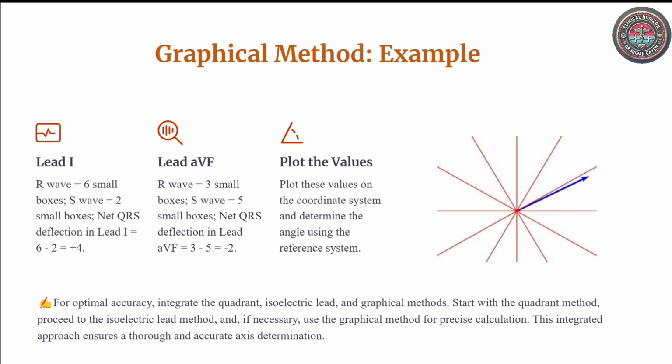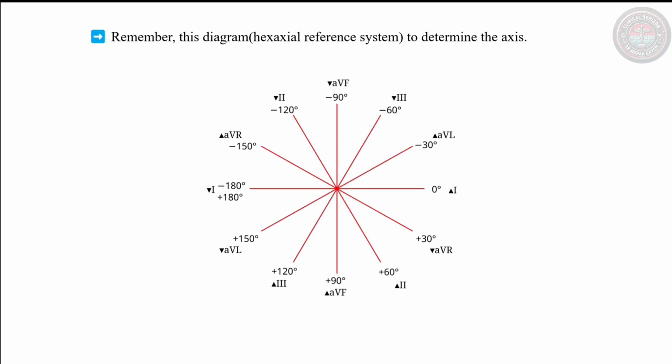Case-based ECG questions. Now that we have covered the theoretical aspects of cardiac axis determination, it is time to apply our knowledge to real ECG cases. Understanding axis deviation in a practical setting requires careful analysis of the ECG leads, QRS polarity, and isoelectric leads to pinpoint the exact direction of ventricular depolarization.